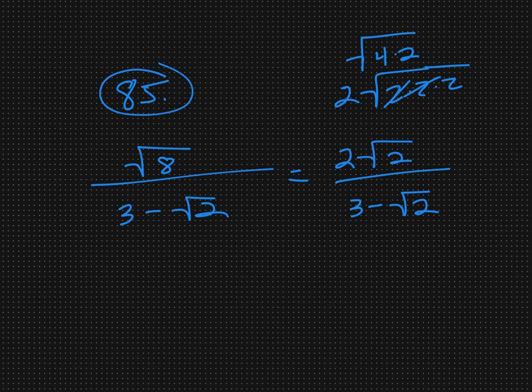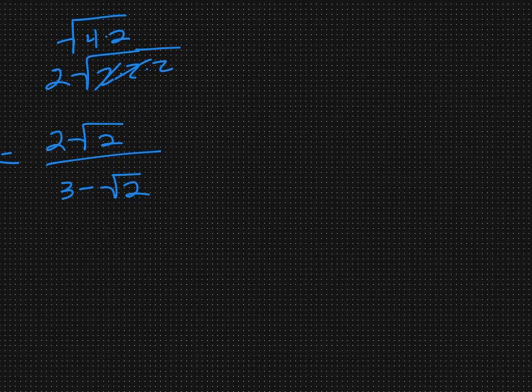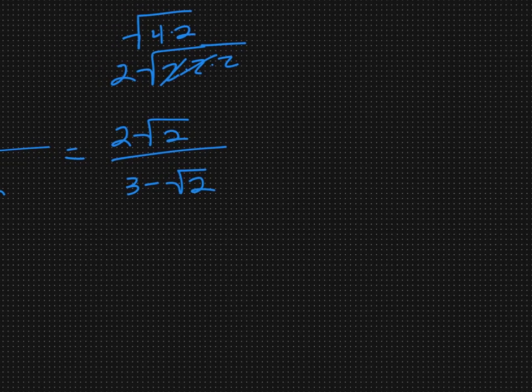So now our problem looks like this. And remember that our goal is to remove the radical from the denominator. We don't like that root 2 down there. So, up until now, what we've done is try to just multiply by root 2. Okay, now that's not going to work here. Let me show you why. Don't write this down, just watch for a minute.